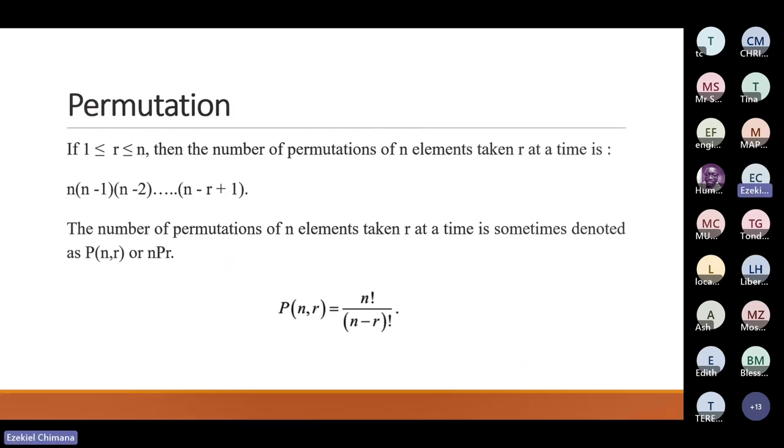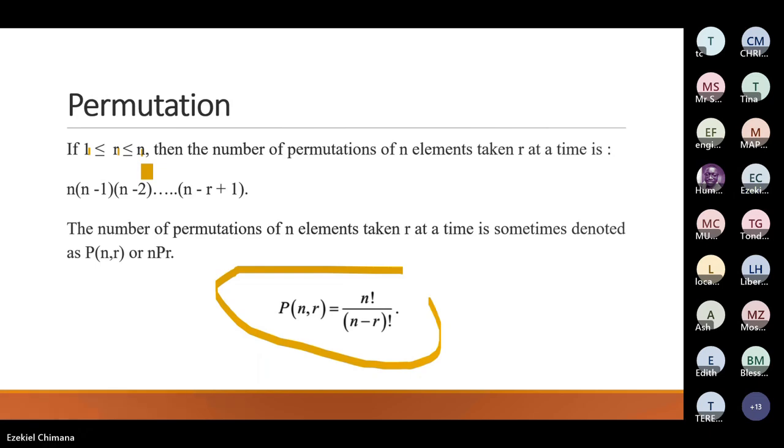Permutations of such kind use this formula. If r is greater than or equal to 1 and less than or equal to n, where r is the value that you are given and n is the total number of elements, then the number of permutations of n elements taken r at a time is n times n minus 1 times n minus 2 up to n minus r plus 1.